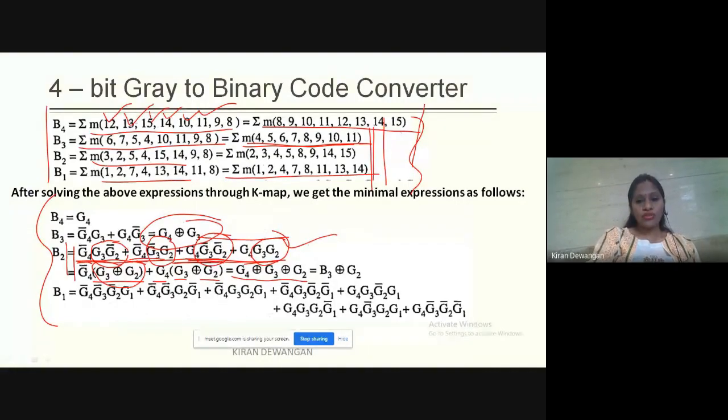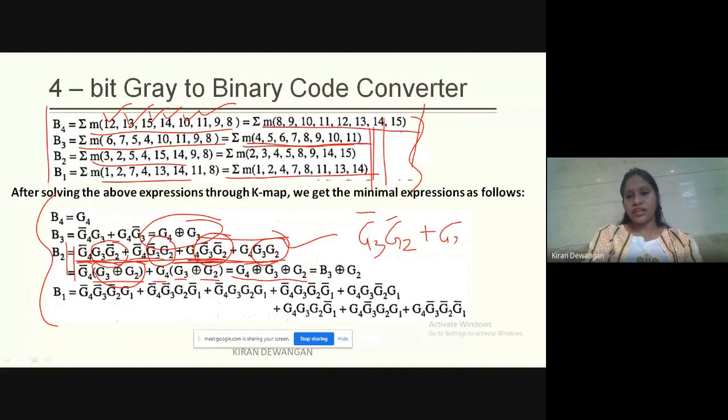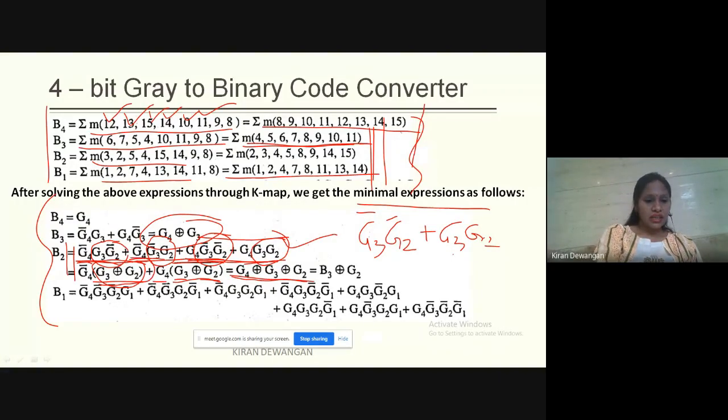So it is just the opposite of G3 bar G2 bar plus G3 G2. So this is just the opposite of XOR. So if we take it completely bar, it will give you XOR. Clear? So this is the complete bar, G3 XOR G2 complete bar. So that will be our output. From here we took G3 XOR G2, and here we took the bar of G3 XOR G2. Now this is taken as our first term and this is taken as our second term.